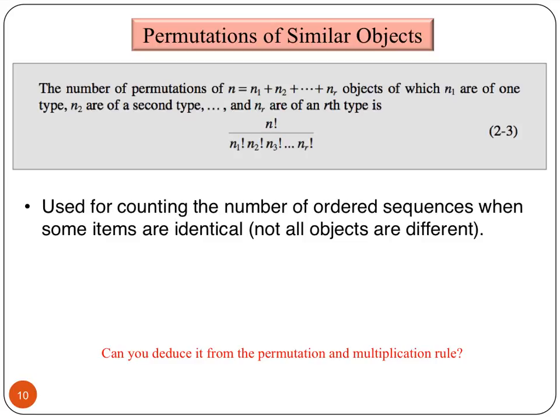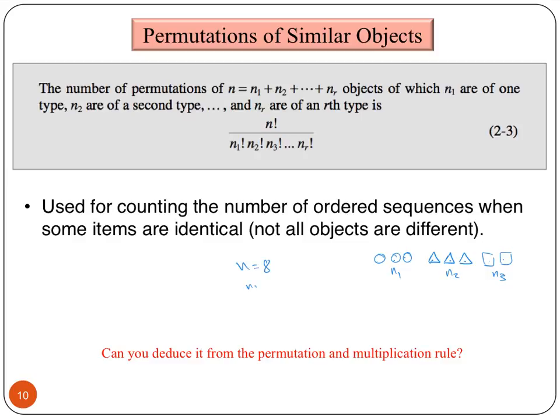Let's say I want to do an example for this. I have the following 8 elements: a square, a triangle, a triangle, a triangle, and a circle, a circle, a circle. This is n1, this is n2, this is n3. How many elements do I have? 1, 2, 3, 4, 5, 6, 7, 8. So n is equal to 8.